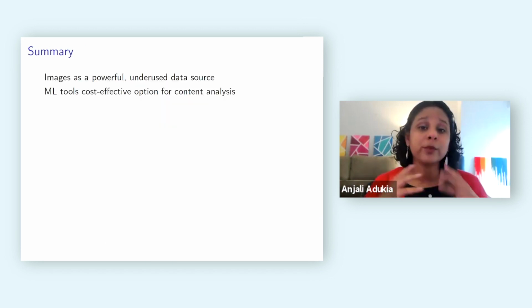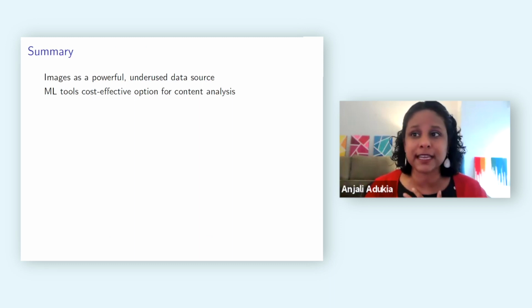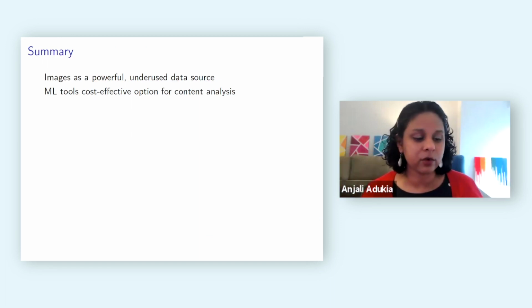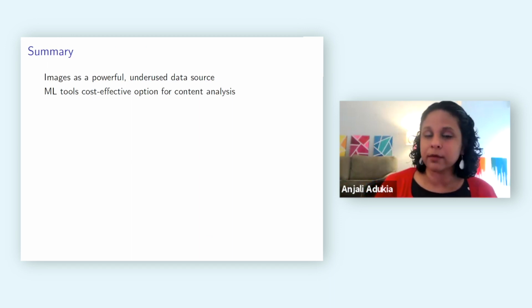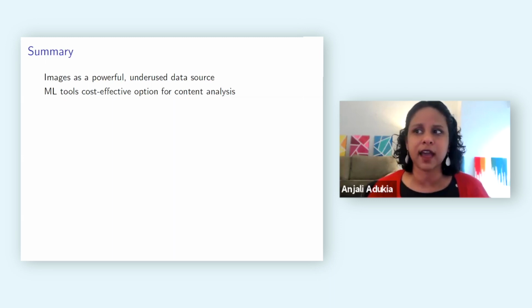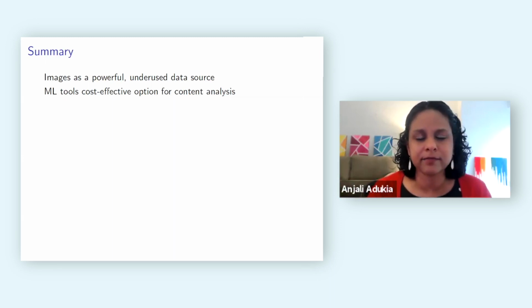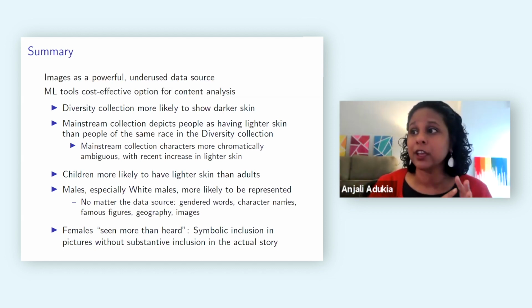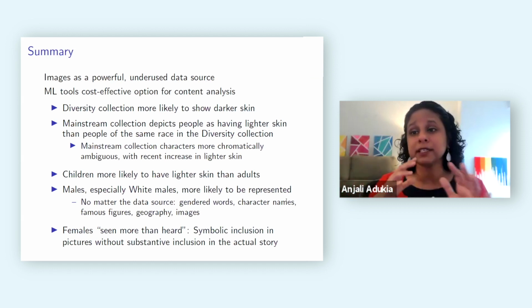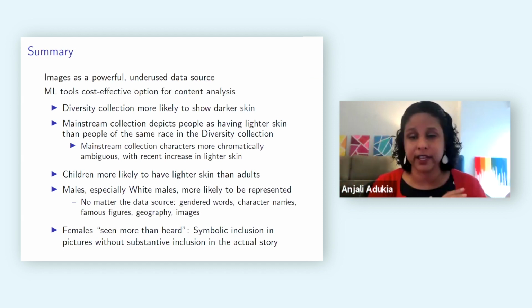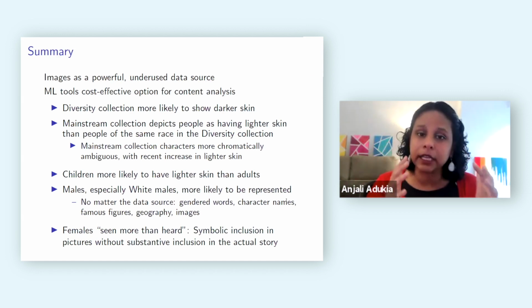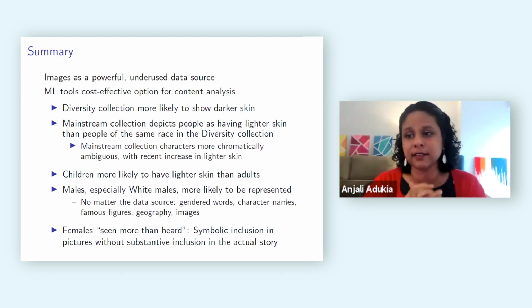So in summary, we see that images are a very powerful but underused data source. And these machine learning tools can present a very cost-effective option for large-scale content analysis, especially for publishers or content developers to decide, okay, what do we want to be putting in front of children? And what we see is that the diversity collection is much more likely to show darker skin. The mainstream collection depicts people as having lighter skin than people of the same race in the diversity collection, and in general, they are more likely to show more chromatically ambiguous characters with this recent increase in lighter skin.